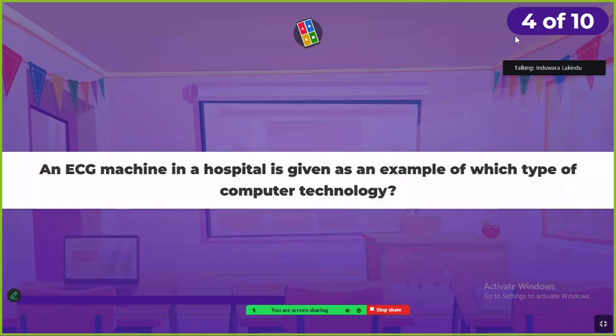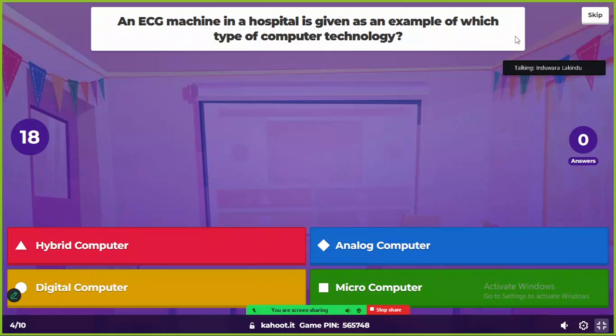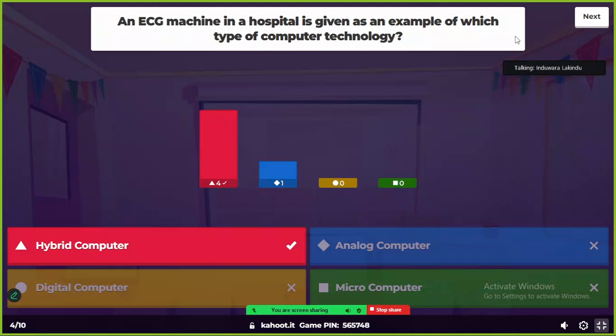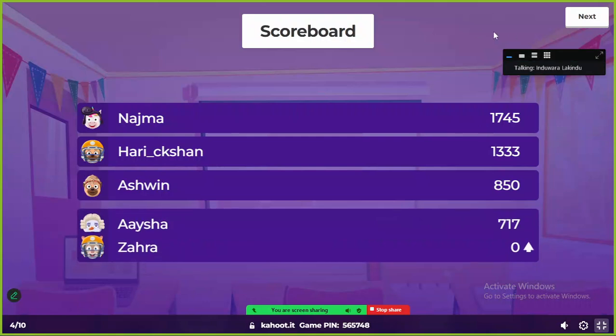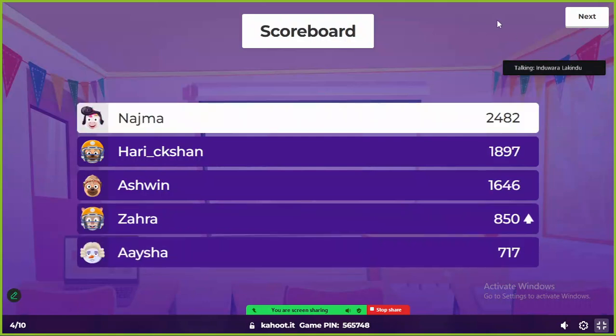An ECG machine in the hospital, what technology is it using? We have discussed three technologies: analog, digital, hybrid. Microcomputer is not a technology. Hybrid, very good. Hybrid computers, yes, you have it in the notes. Zahra and Najma started scoring, and Najma's lead is very high. Harrison, you can give it a try.